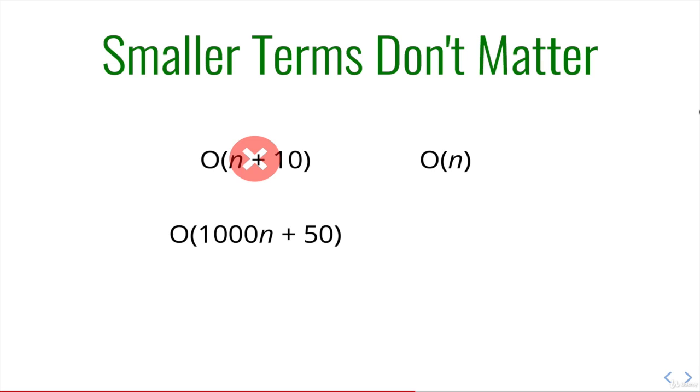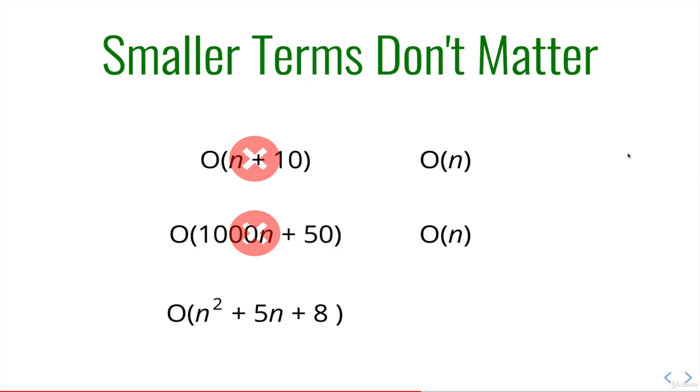So smaller terms also don't matter. The constants out front, in front of n, but smaller terms like this, O of n plus 10, just get rid of the 10. It's O of n. Or in this case, O of 1,000n plus 50, can simplify that just to O of n. We don't need the constants, and we don't need the small term at the end. Now how about this one?